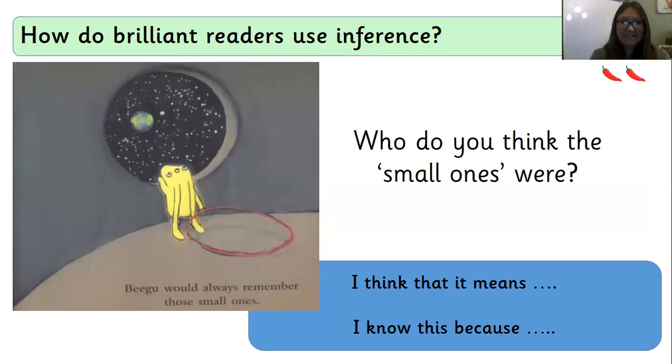Well done, everybody. It's time for the next question now. So your question is, who do you think the small ones were? This is a sentence where it uses the phrase small ones. Bigu would always remember those small ones. In the blue box, I've given you some sentence starters if you would like to use them. So have a think about all of the things we've already read, what happened in the story, and how you could answer this question using your own knowledge. Put me on pause whilst you do this.